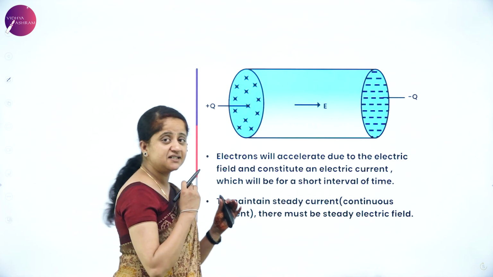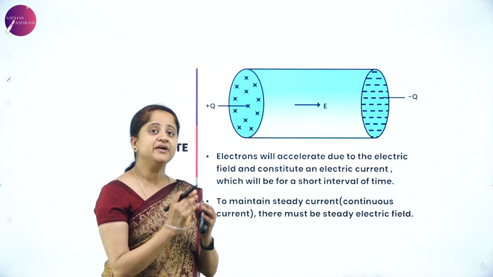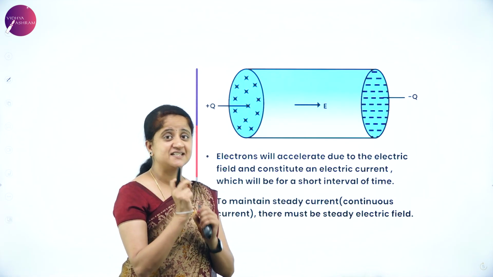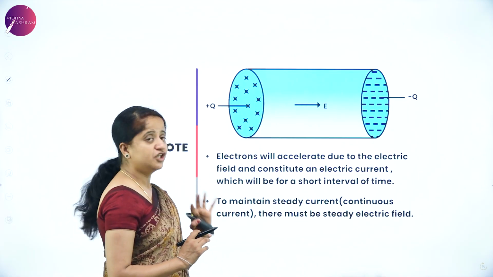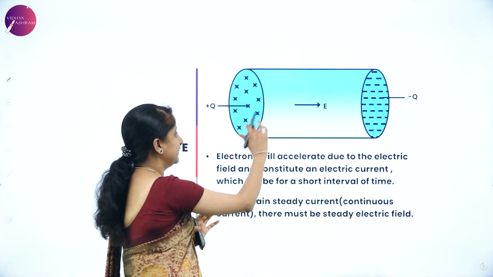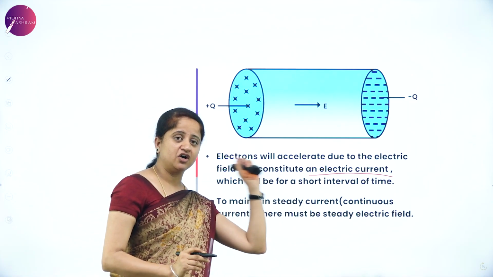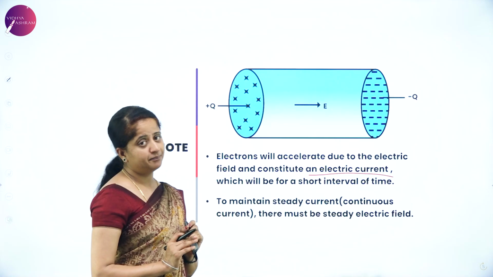We know that when charges are in motion, they constitute electric current. So what do we call if the charges are in uniform motion? In conductors, electrons are the charge carriers, as we all know. So electrons will accelerate due to the electric field and they constitute an electric current. Due to the acceleration or the motion of electric charges, electric current will produce.